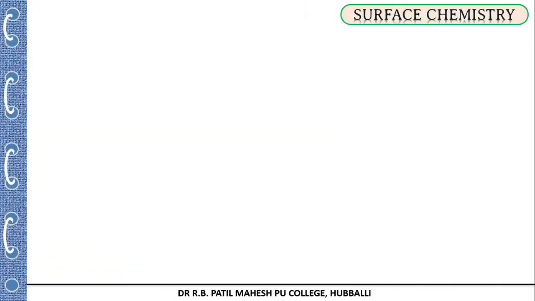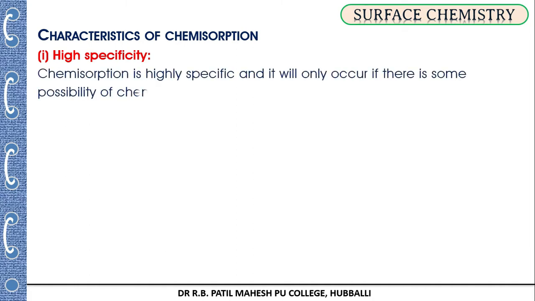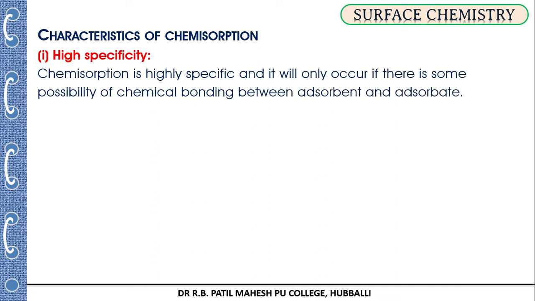Characteristics of chemisorption or chemical adsorption. The first one: chemical adsorption is highly specific in nature. It means that only particular types of gas molecules which are capable of forming a chemical bond on the surface of the adsorbent get adsorbed. For example, oxygen is adsorbed on metals by virtue of oxide formation, and hydrogen is adsorbed in the case of transition metals by virtue of formation of hydrides on the surface.